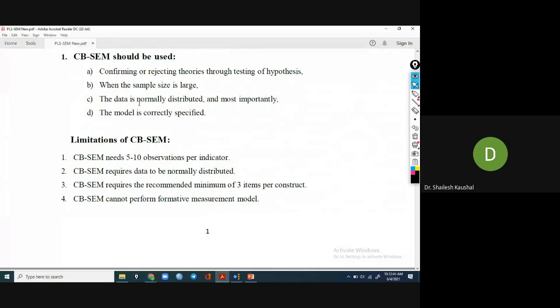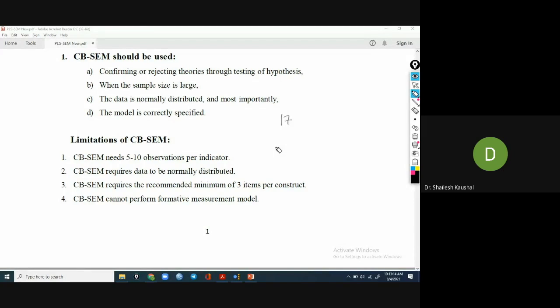When should we use the CBSEM? When we want to confirm or reject theory through hypothesis testing. Basically, in quantitative research, we test or confirm the theories. When the sample size is large. For example, in my case study in the theory of plant behavior, there are a total of 17 measured variables.